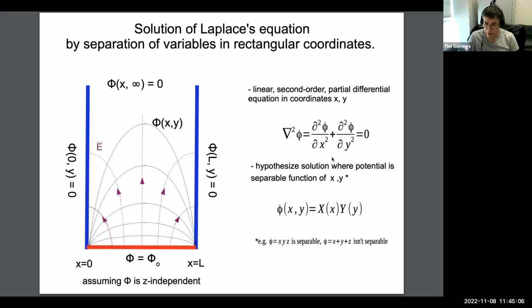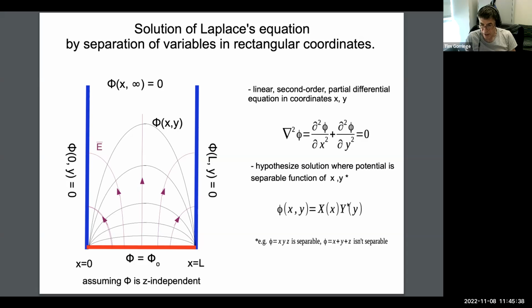And so we're going to go ahead and solve this version of Laplace's equation, this 2nd-order partial differential equation with respect to x and y. As I say, in this method of solving by separation of variables, we're going to hypothesize that the electrostatic potential can be written as a separate function of x and y.